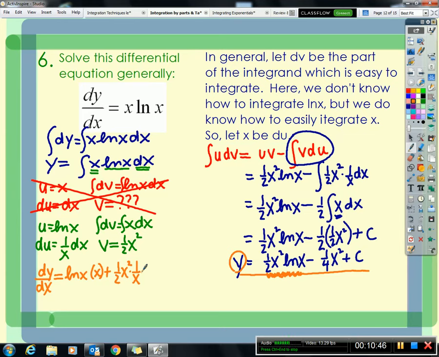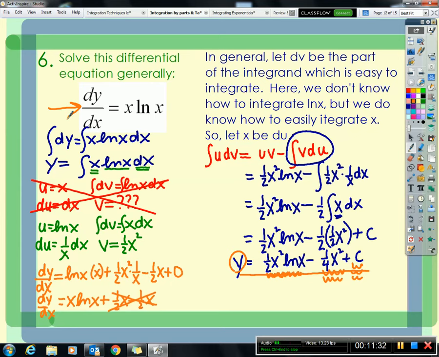When I differentiate the double squiggly part, I just get minus 2/4 or minus 1/2 x. And when I differentiate the c value, that's just a constant term, so its derivative is 0. So this gives me x ln x. And look, on this term I get 1/2 x minus 1/2 x, and those cancel each other. So I'm just left with dy dx equals x ln x, which was the original problem. Therefore, my integration by parts was a correct integration method.